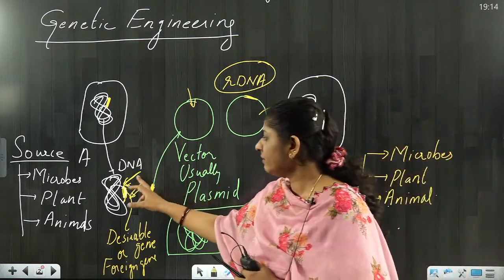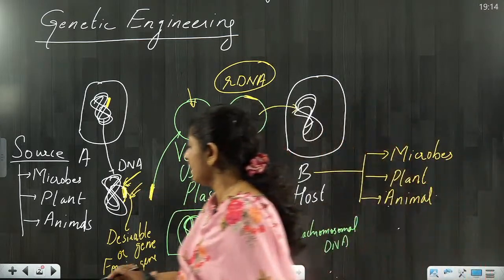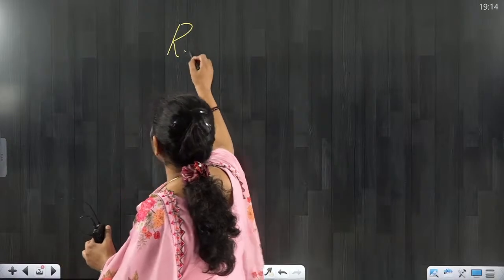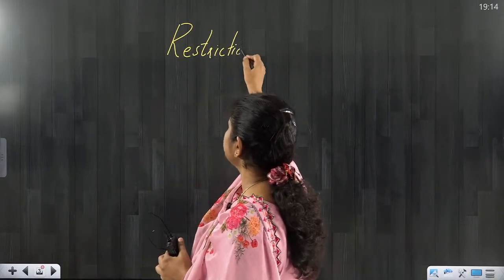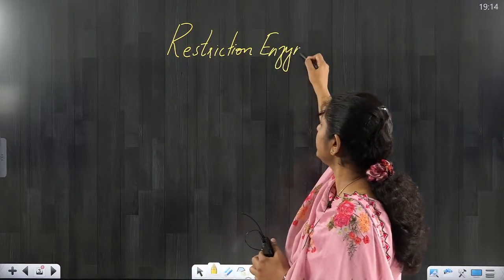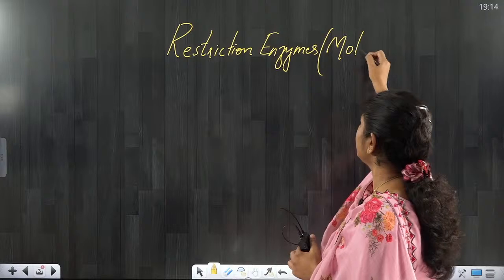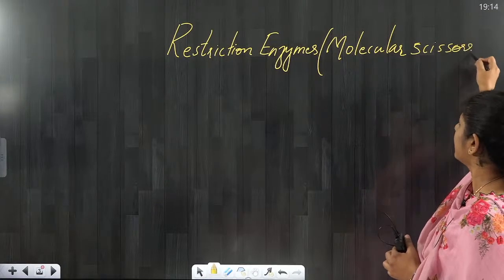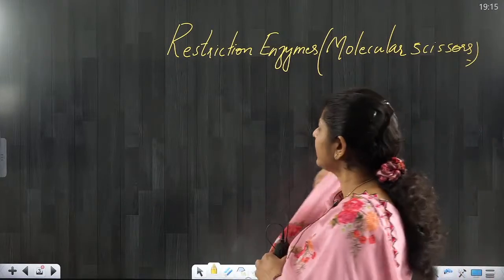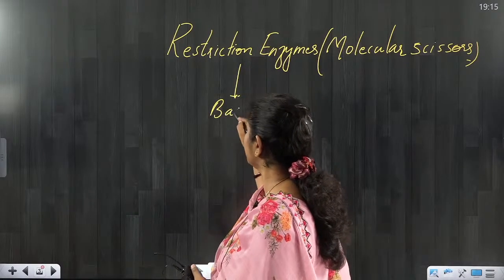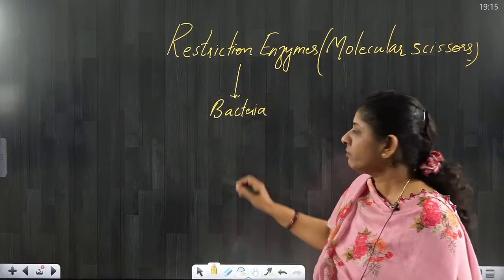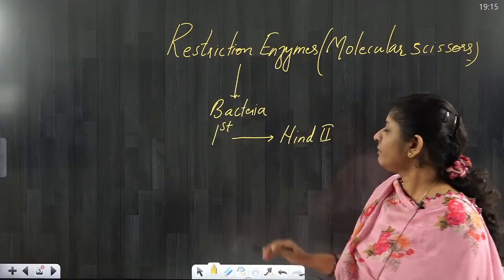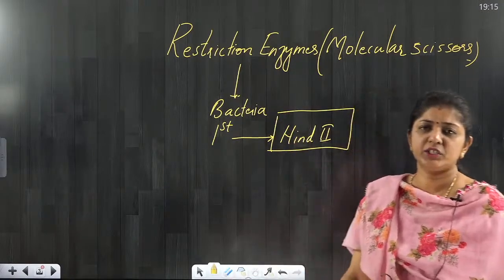Now come to the point: what do you mean by this restriction enzyme? If I take the term restriction enzyme, from where are we getting such types of enzymes, which you call molecular scissors, right. Now we collect this from bacteria, right, and the first discovered was Hind 2. That was the name of the first discovered restriction enzyme.